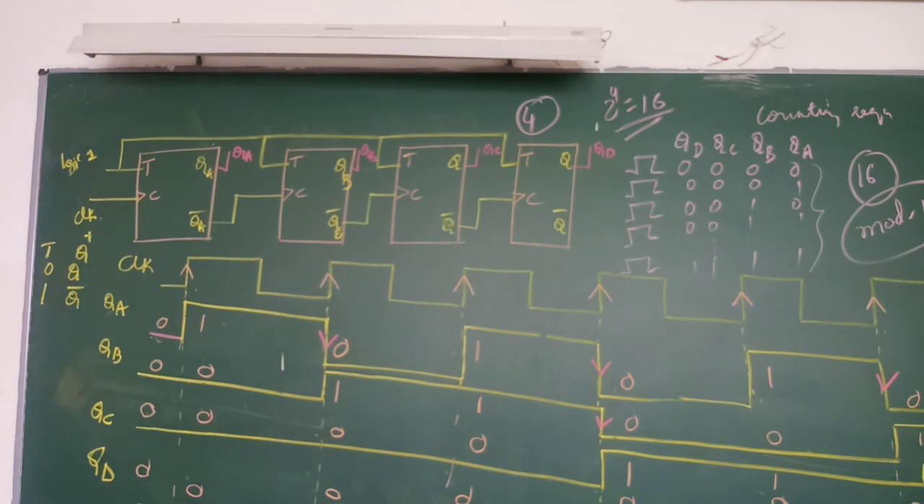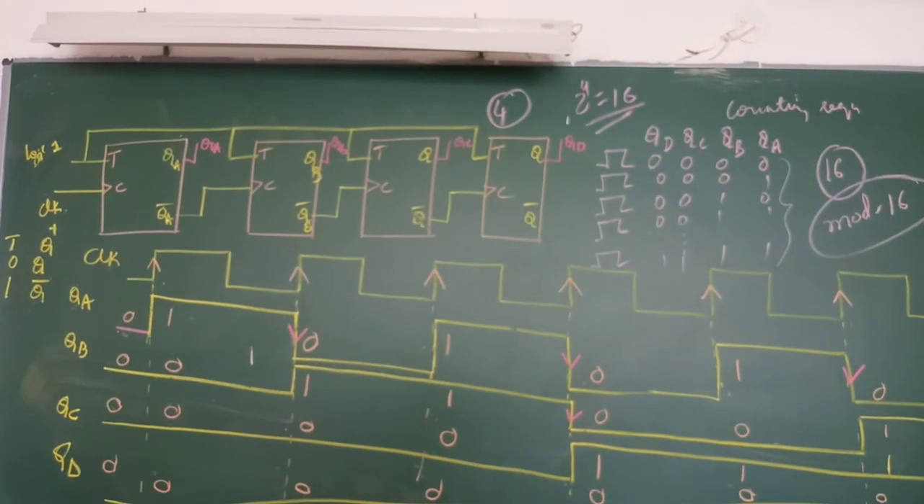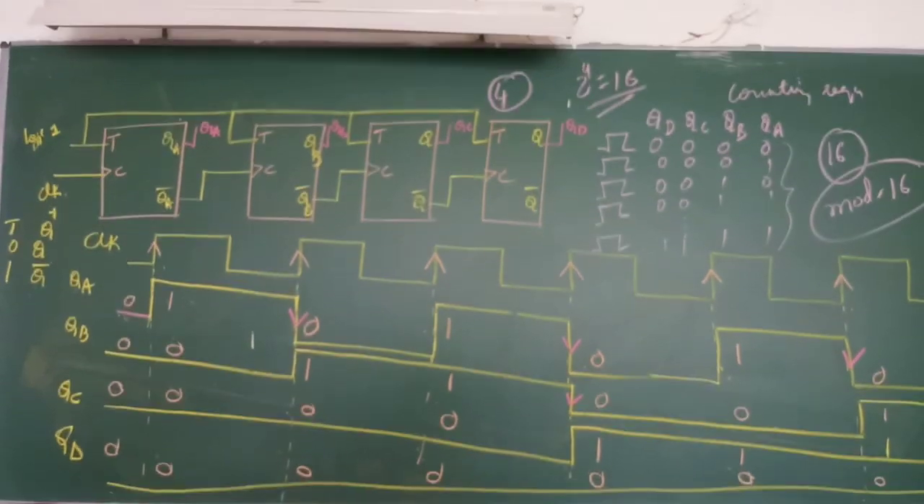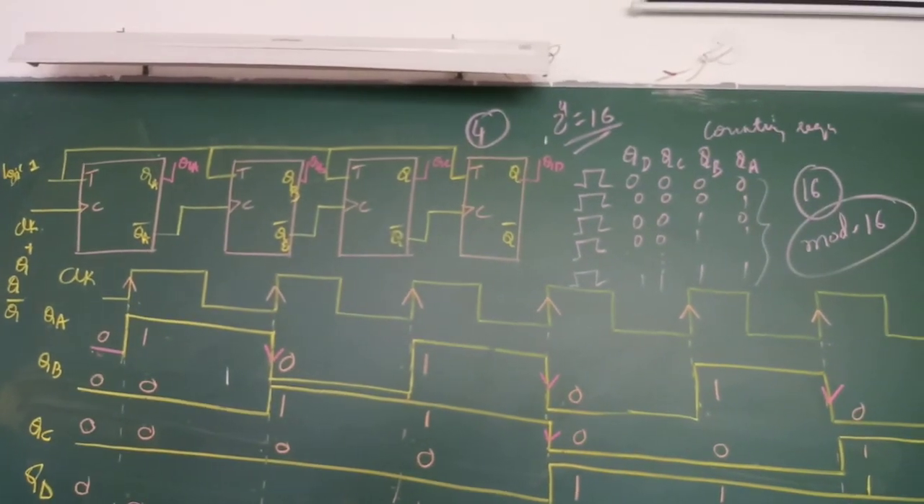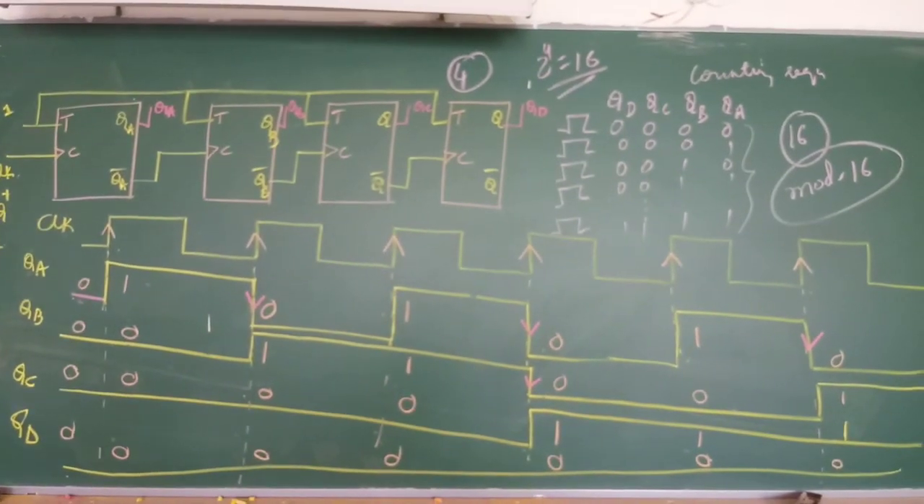In your exam, you have to write the logic circuit diagram, timing diagram, and the counting sequence, which is very important. You are not supposed to reverse the counting sequence. QD, QC, QB, QA, that is the order, because QA is going to be the LSB. That is very, very important. Okay, maybe it is clear.